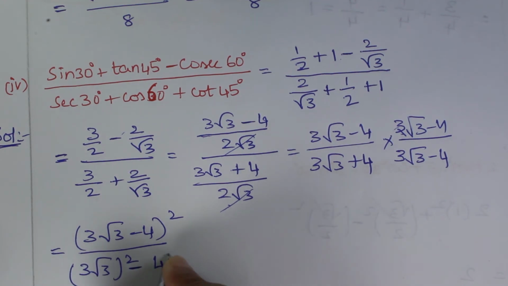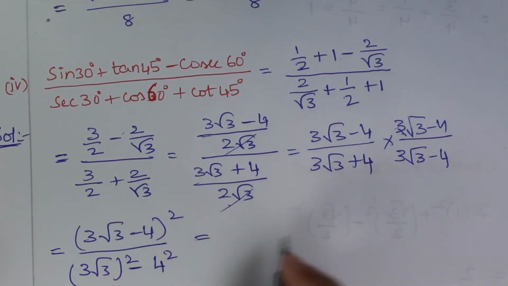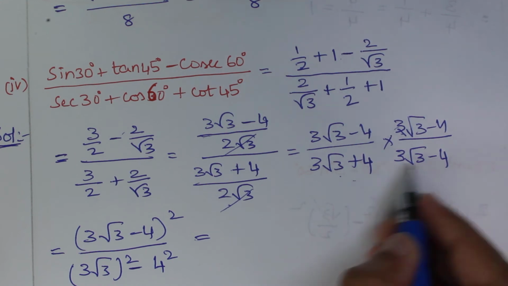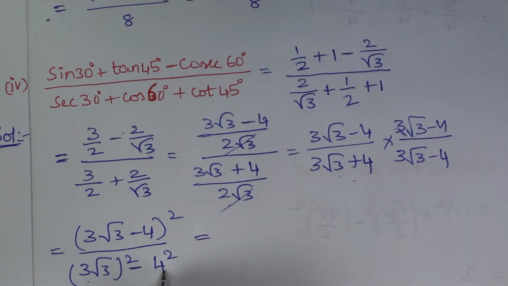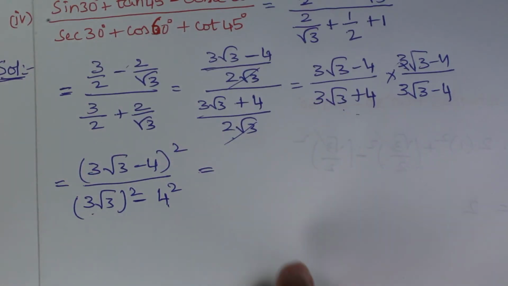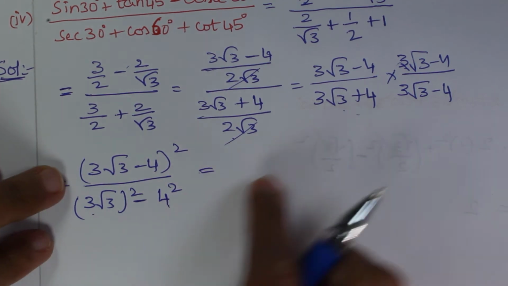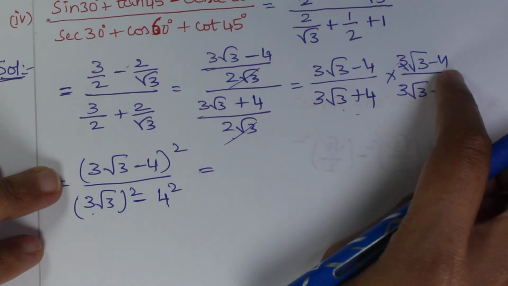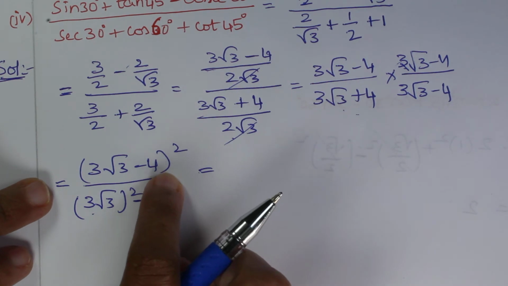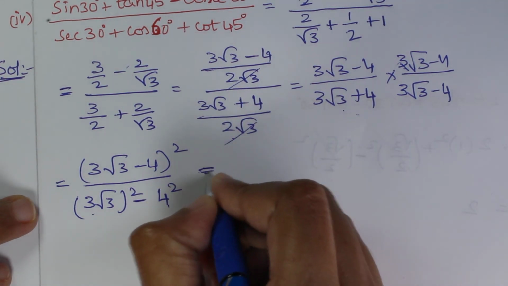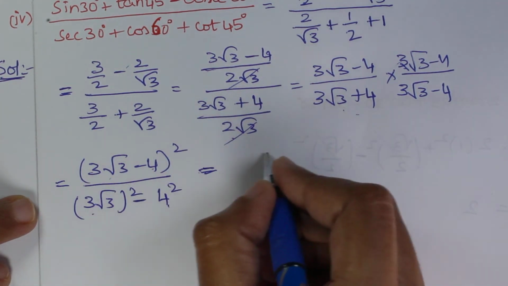minus 4 square. This is in the form of a plus b into a minus b, right? So it becomes a square minus b square. This becomes a square minus b square, and this is in the form of a minus b into a minus b, that is a minus b whole square. Now after expanding, what will happen? This becomes a square plus b square minus 2ab.